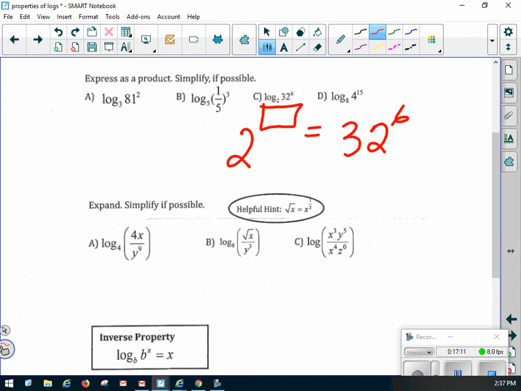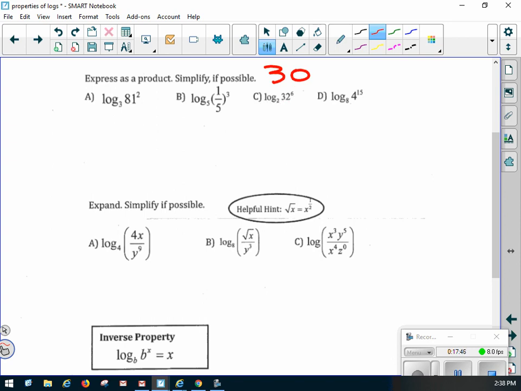Let's work this way, because I can get 2 and 32 to have the same base. 32 is 2 to what power? 5. So this says 2 to what power equals 2 to the 5th raised to the 6th. That's 2 to the 30th power. So what's the answer to that? 30.